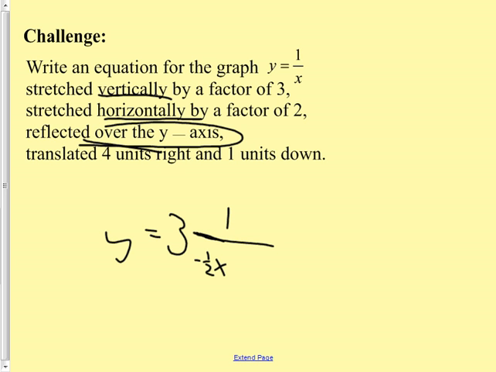Now, this is getting a little messy. I'm going to rewrite this just a little further over. Y equals 3 times all that. Okay. Don't have to have those parentheses there, but it's not a bad idea.